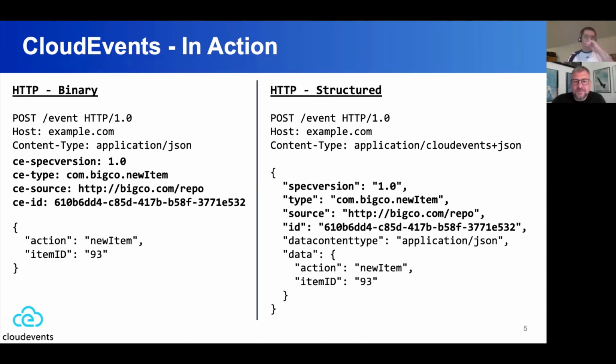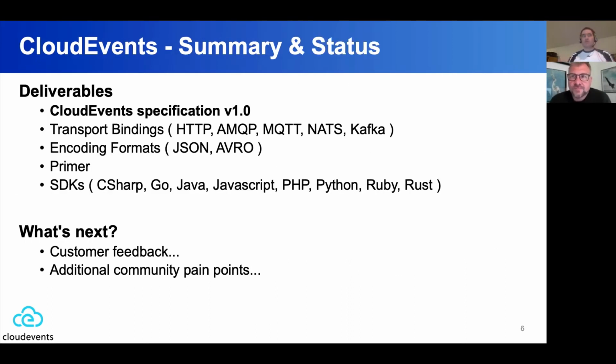Very simple thing, but we're getting lots of kudos about it, and lots of different people are picking it up across the industry. In terms of deliverables, this is the big news. We did go 1.0 fairly recently, so yay for that. And in terms of what we're actually producing, we have different specifications, not just the spec itself in terms of what the metadata is, but also how it appears in different formats, right? HTTP versus AMQP, that kind of stuff. Different encoding, right?